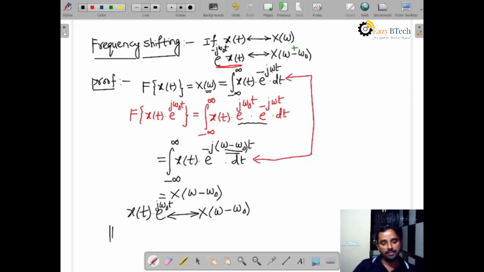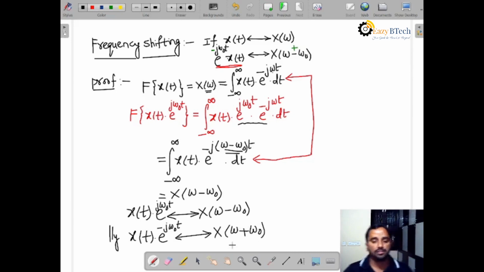But similarly, x of t into e to the power minus j omega naught t, what is the answer for this? Here it is minus j omega naught t, so you get x of omega plus omega naught. Very simple. So this is the frequency shifting property.